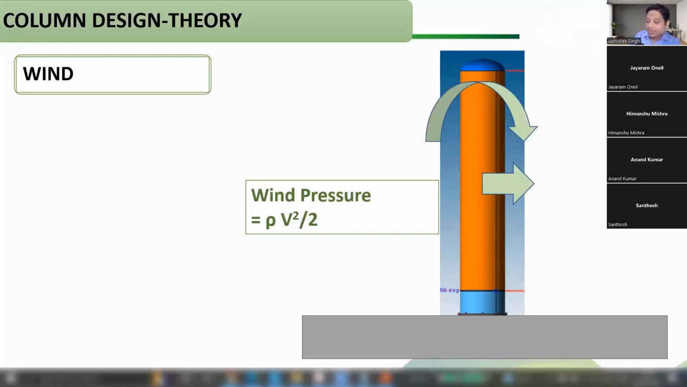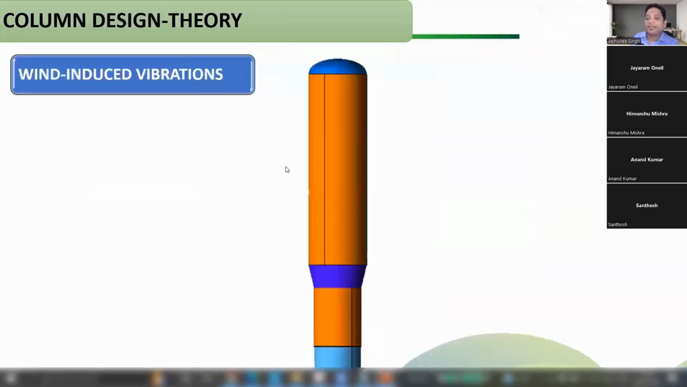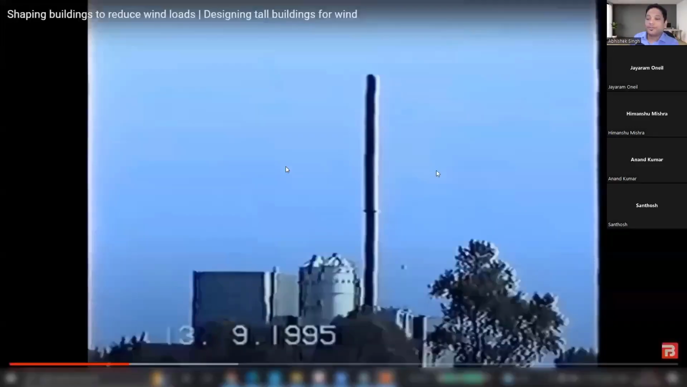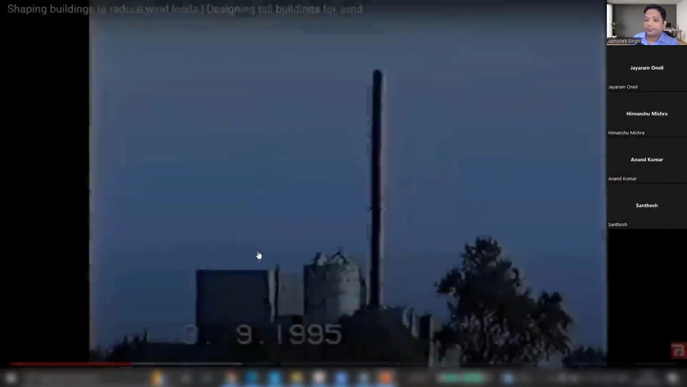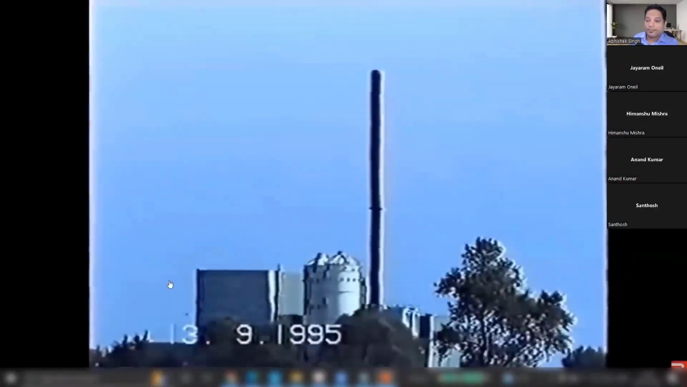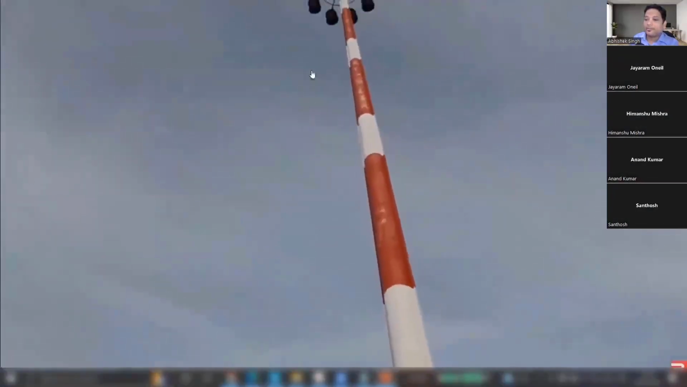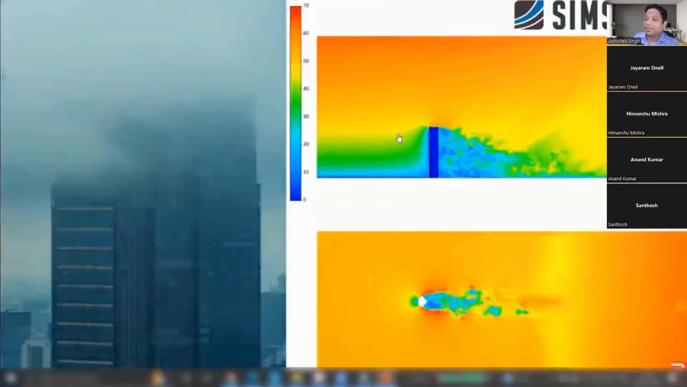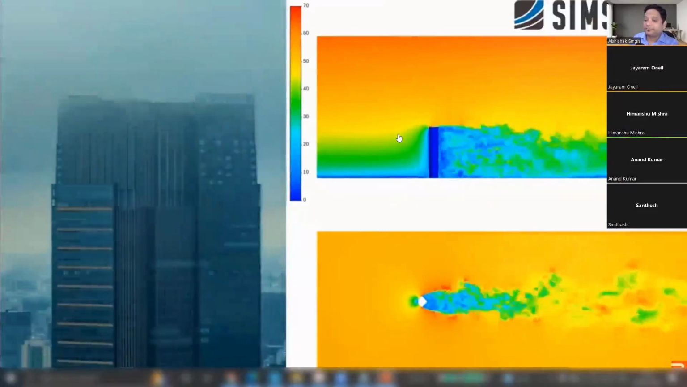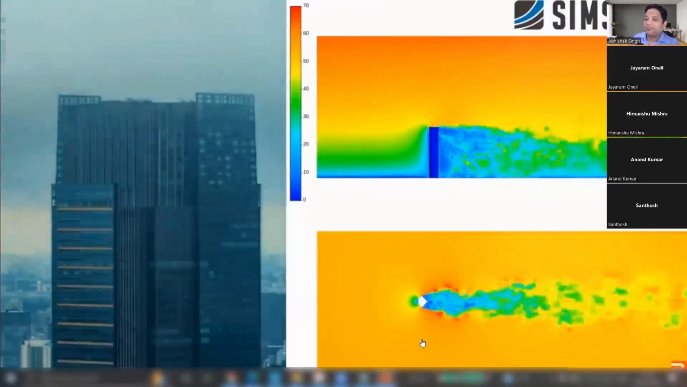Wind-induced vibration. So I have a very nice clip for you. Let me just share with you, and then we'll again discuss. So let us first talk about the best ways to see wind-induced vibration. You can see a very tall pole kind of thing. It's not a tower, or... see the effect of wind.